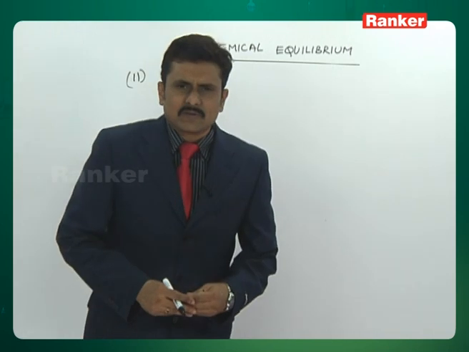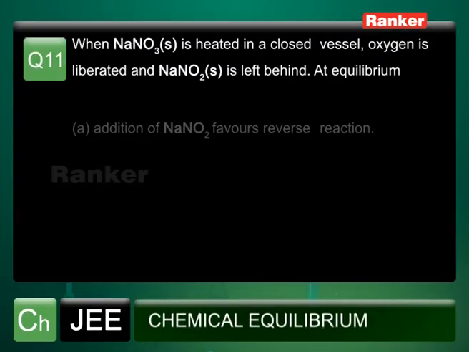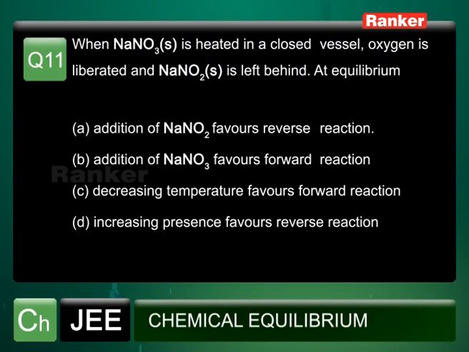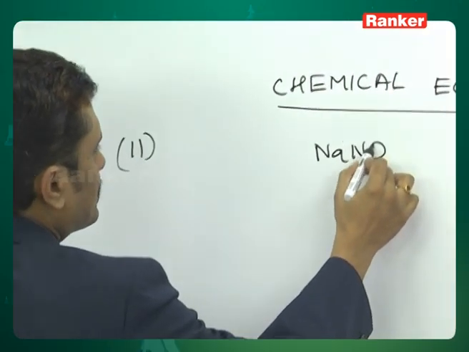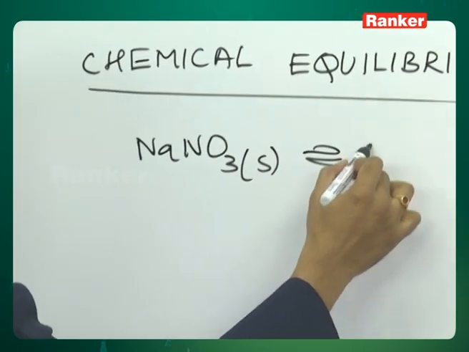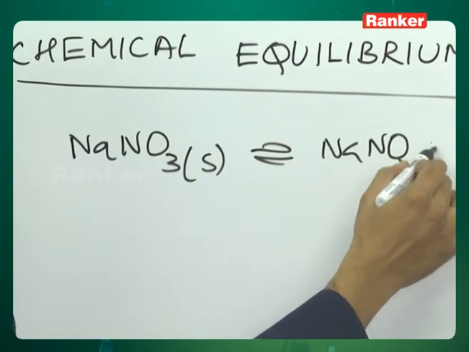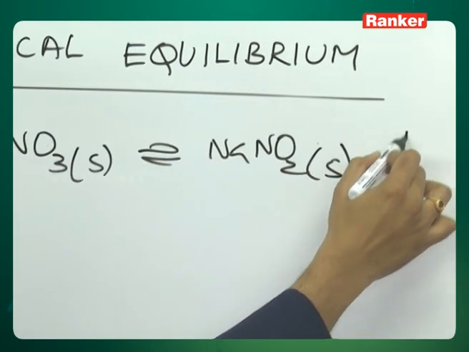When NaNO3 solid is heated in a closed vessel, oxygen is liberated along with NaNO2. At equilibrium, the specific conditions are described here. So when the solid NaNO3, sodium nitrate, is heated in a closed vessel so that oxygen doesn't escape, equilibrium is established.